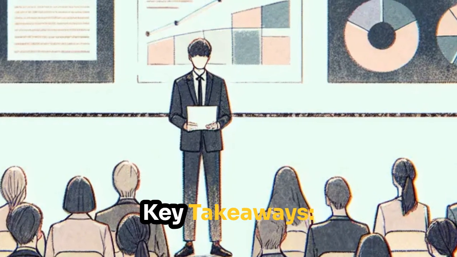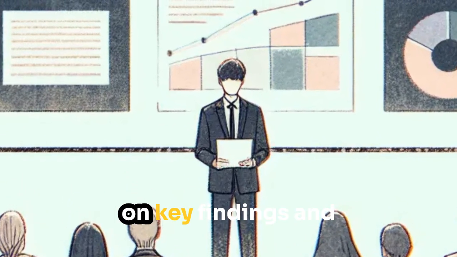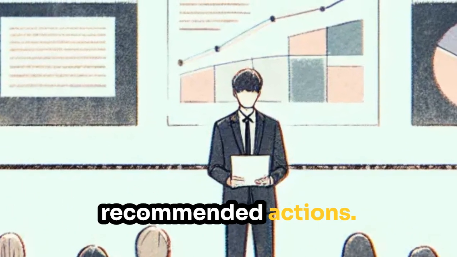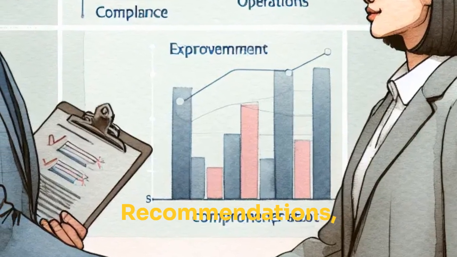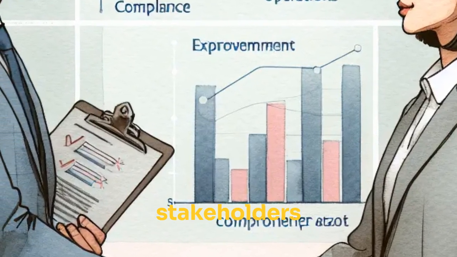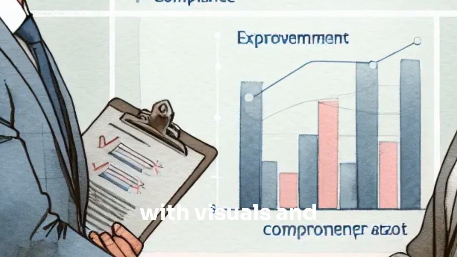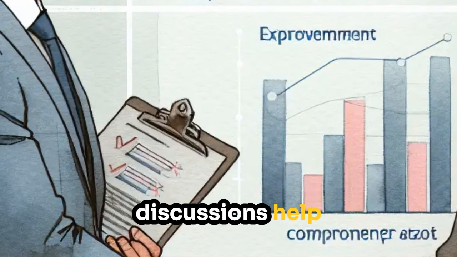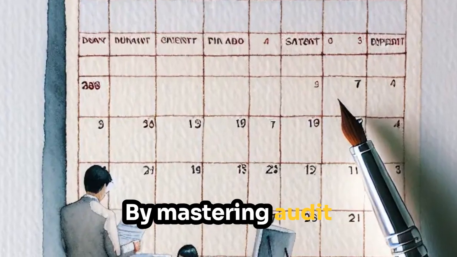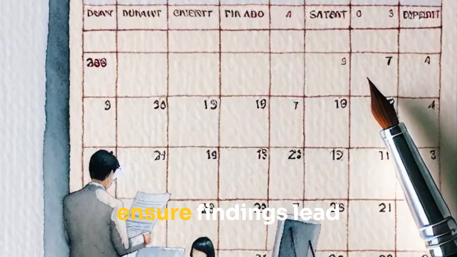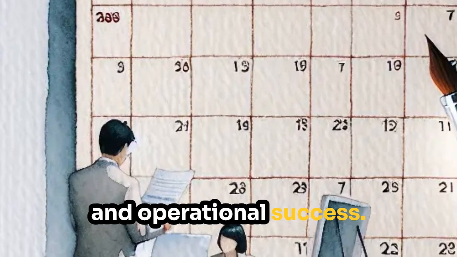Key takeaways. Audit presentations should be clear, concise, and actionable, focusing on key findings and recommended actions. A structured approach, introduction, summary, findings, recommendations, conclusion, ensures stakeholders understand the results. Engaging presentations with visuals and discussions help drive commitment to corrective actions. By mastering audit presentations, auditors ensure findings lead to real improvements, enhanced compliance, and operational success.